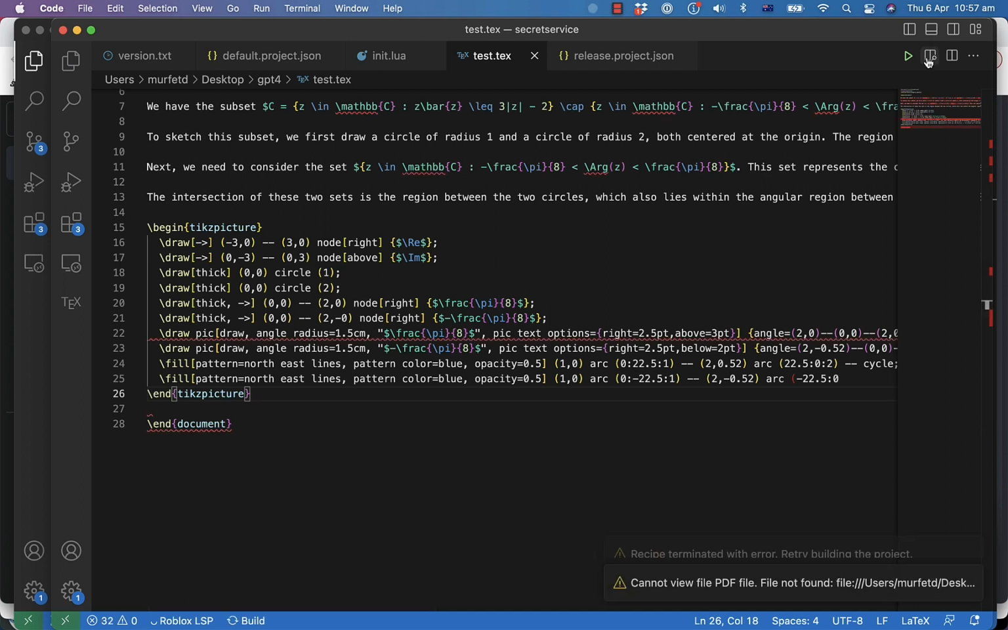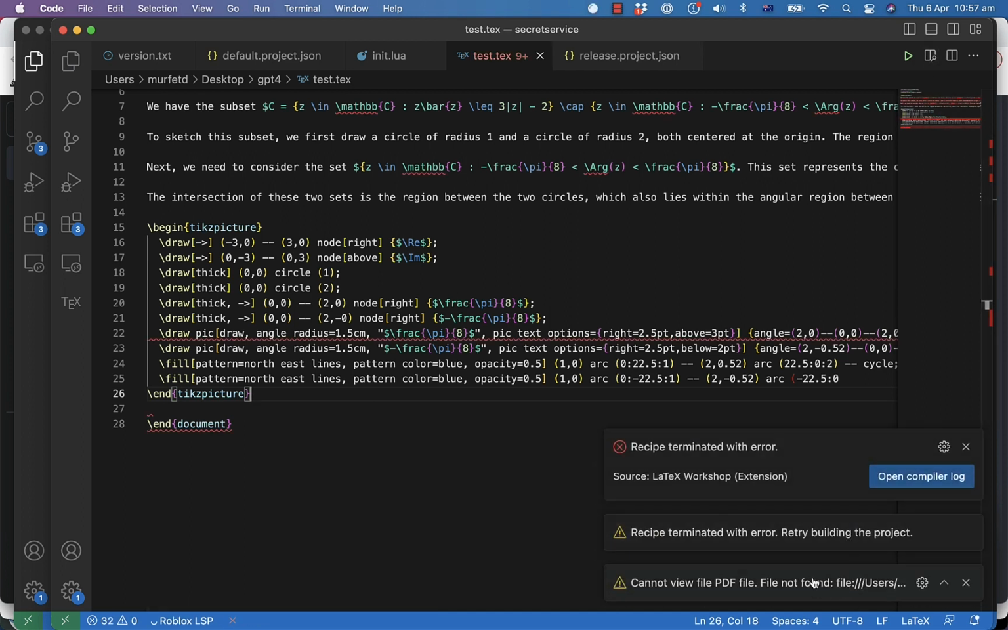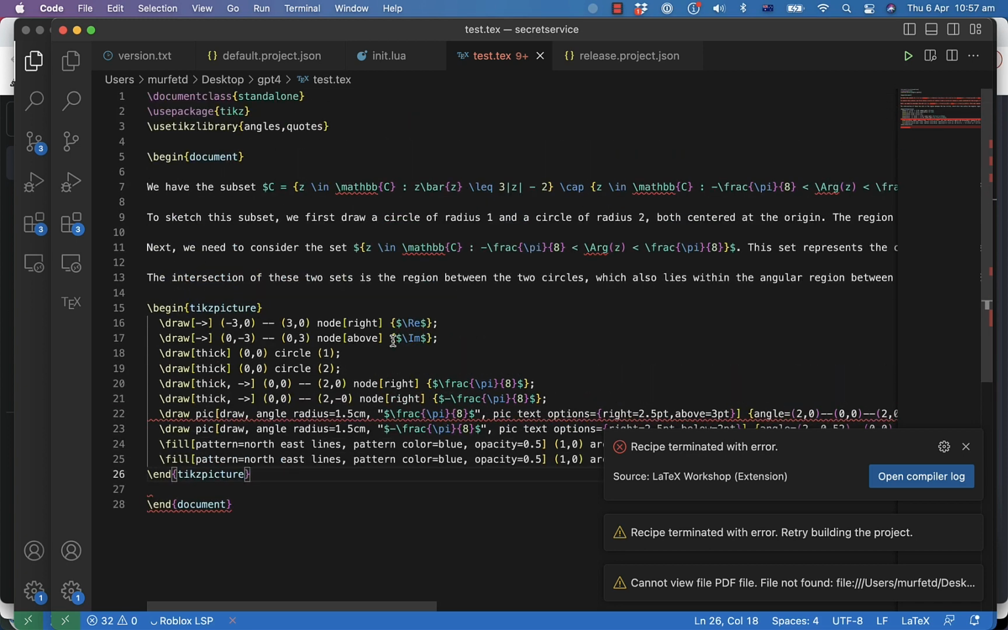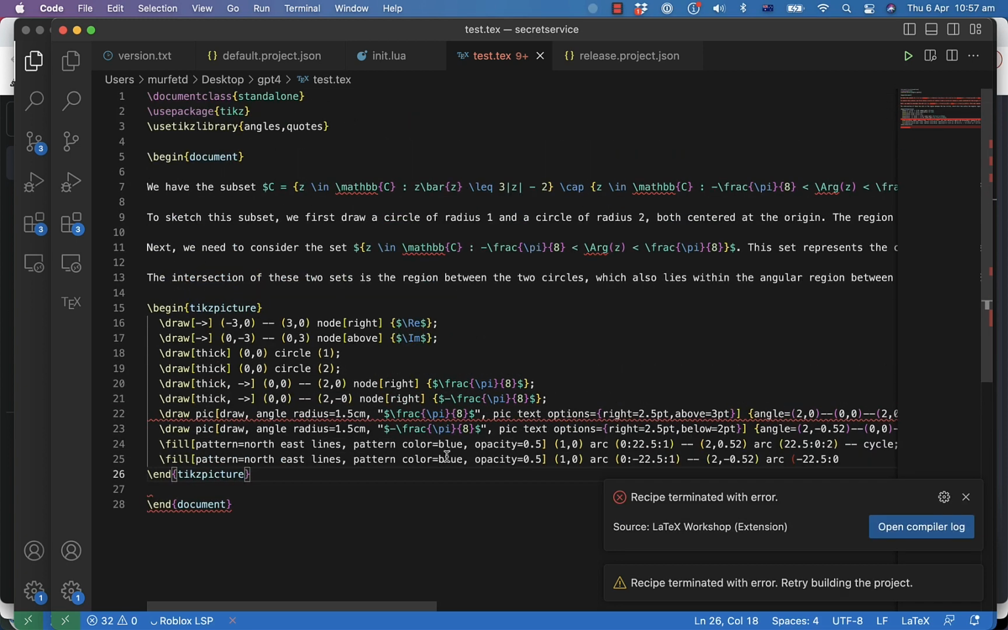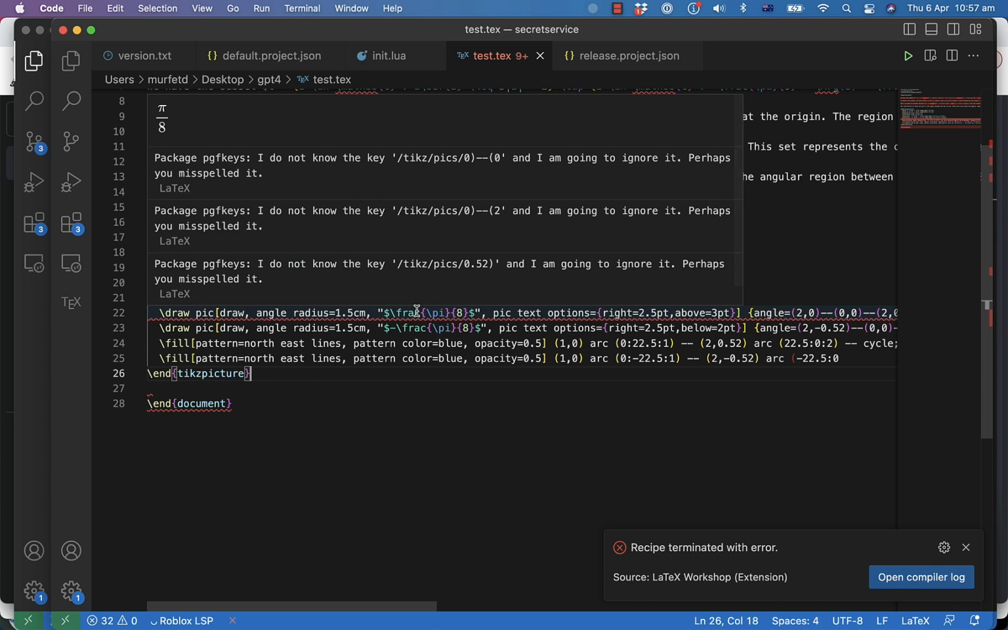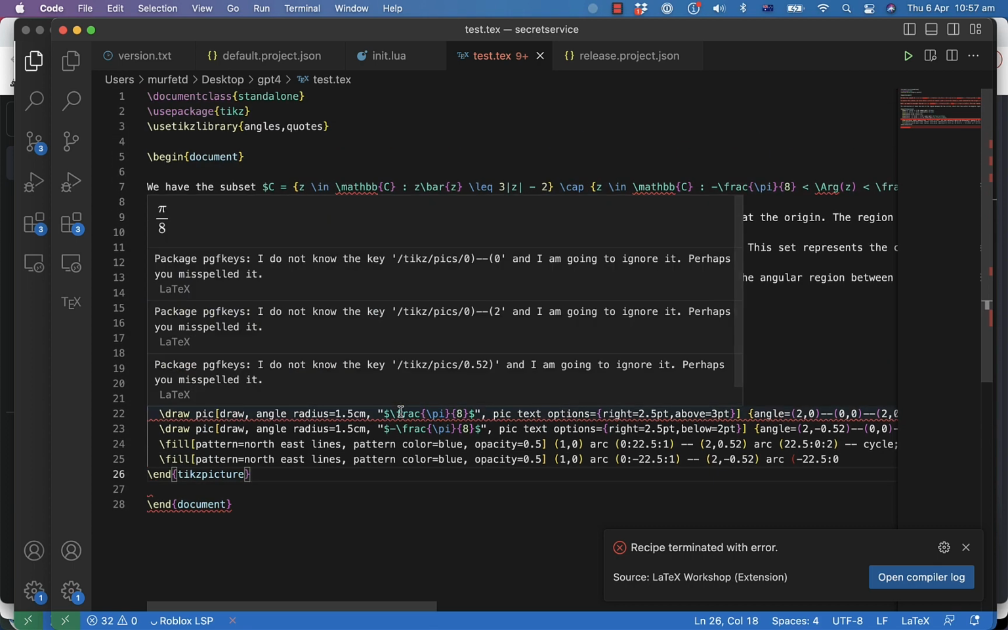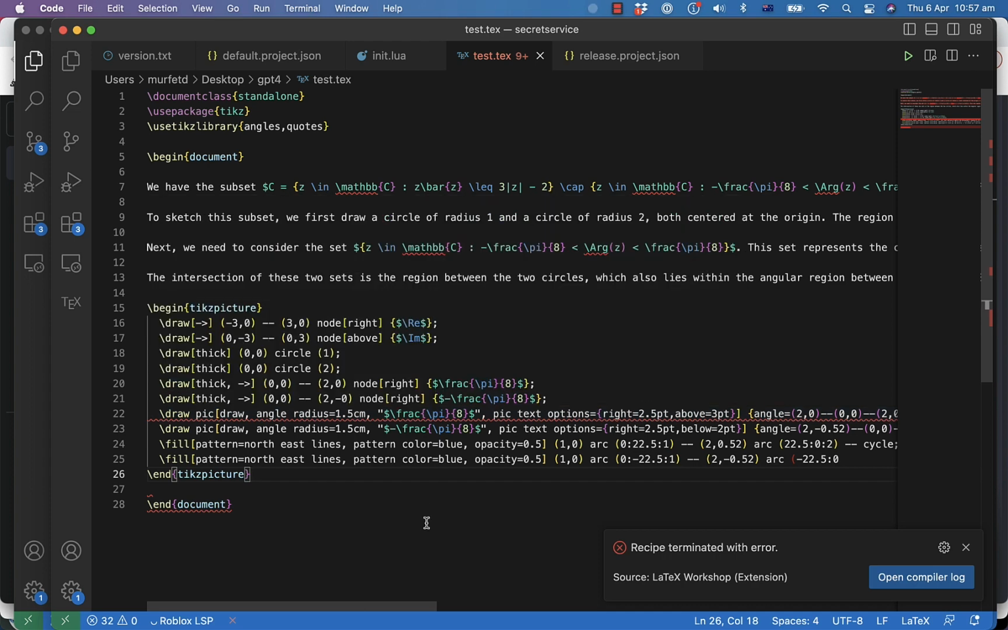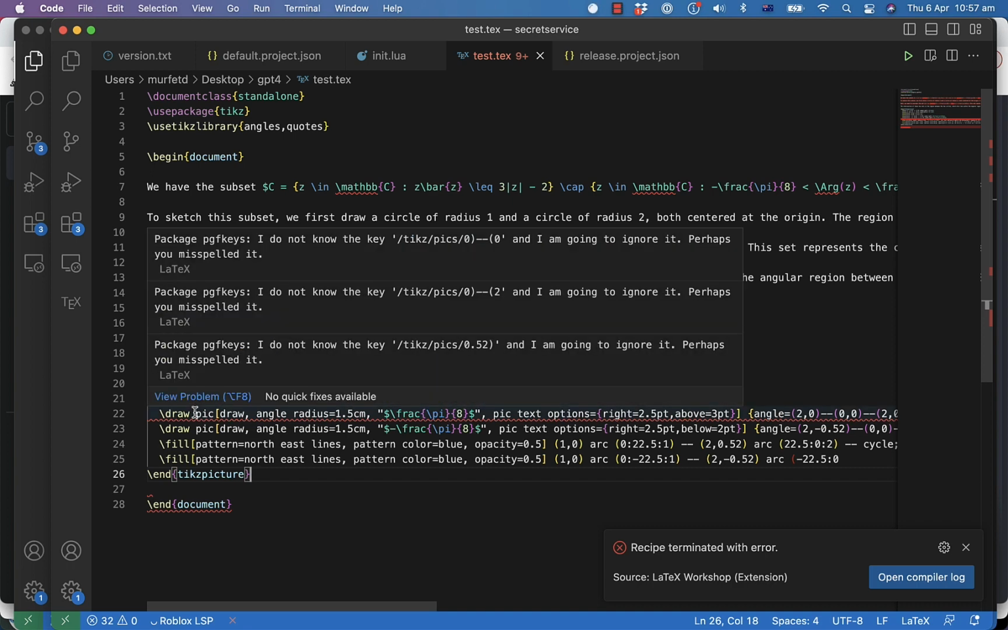So it's a very... It's not going to work. Oh, okay. Why? Did you include the TikZ package? Yeah, it's giving me an error here. Hmm. I do not know the key, and I'm going to ignore it. Maybe you misspelled it. Oh, pick.